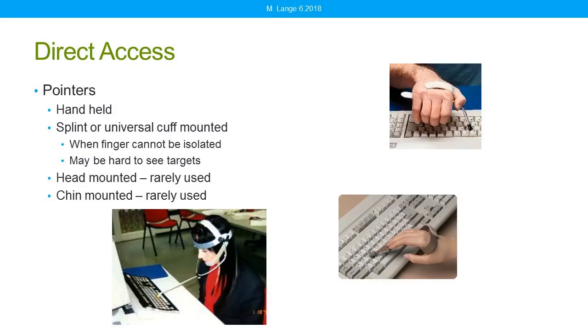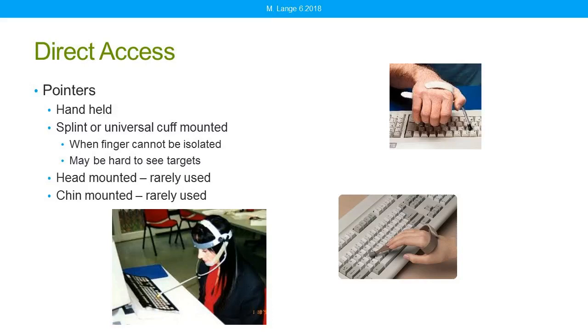There are a variety of pointers out there. If a client has difficulty isolating a finger or a thumb, a pointer may be something the client can use instead to accurately make selections. There are pointers that are just held in the hand. Your client may be able to do that. One of the challenges with handheld pointers is the client needs to put it down at some point and may not be able to retrieve it independently or might drop it when they don't want to.